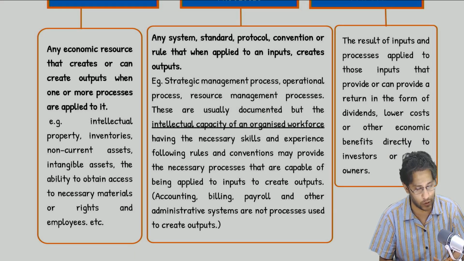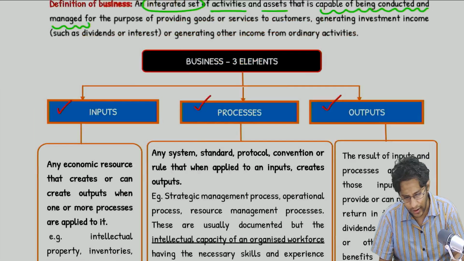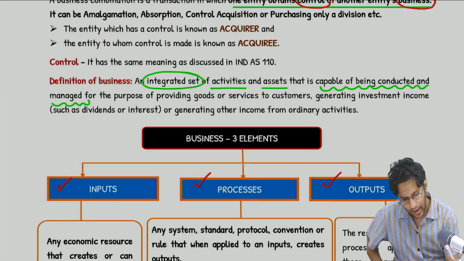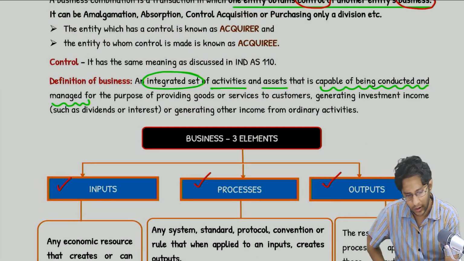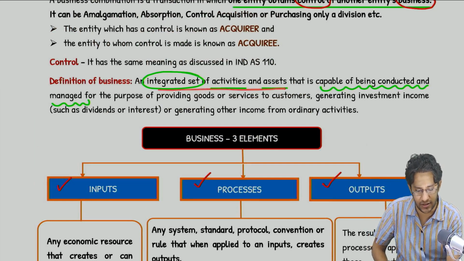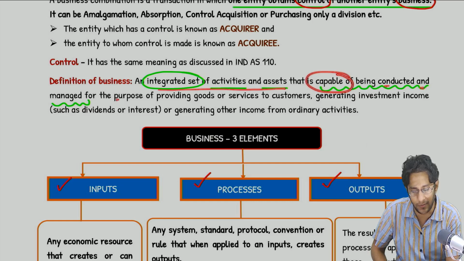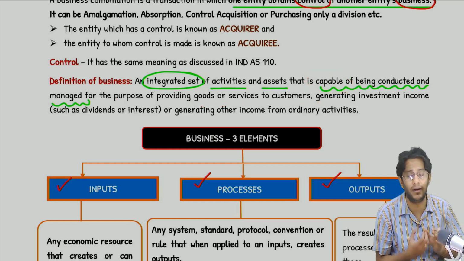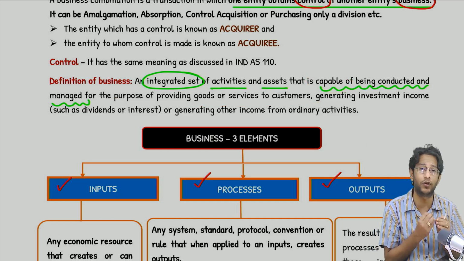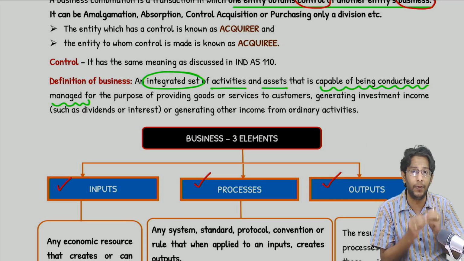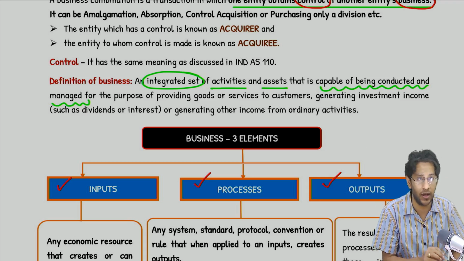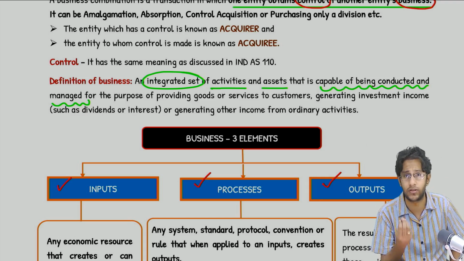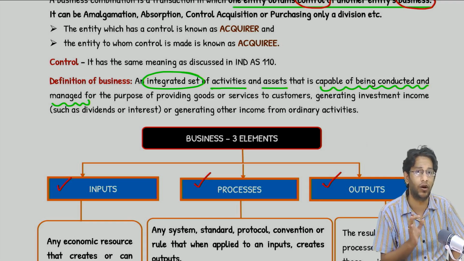So when you say output, it's not just goods and services, it can be any other kind of operating income also. Now here, from the definition, you observe: integrated set of activities and assets that are capable of being conducted and managed in such a way that some output is generated. That means, is output mandatory? Is output compulsory? Output is not mandatory. The capability of generating output is to be there, but as such, generating output is not a mandatory criterion to qualify the definition of business.